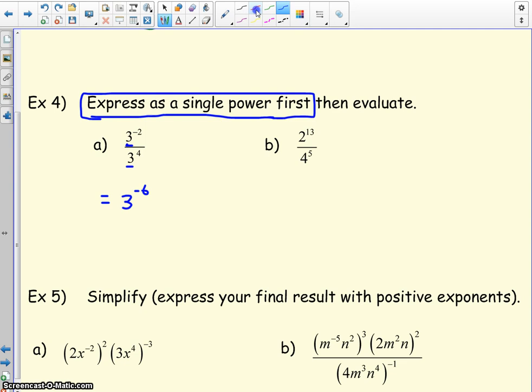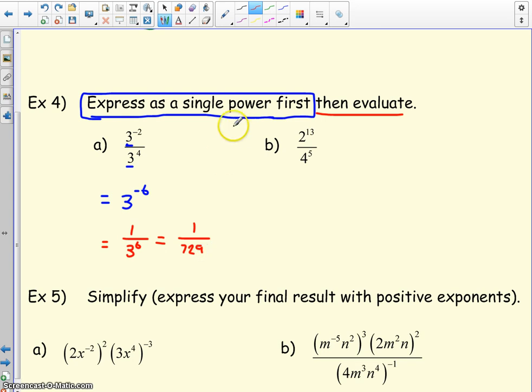Now I can evaluate it. To evaluate this, it's a negative exponent. I'm going to write it as a positive exponent by having 1 over 3 to the exponent 6. Okay, I can look at 3 to the exponent 6, and that's going to be equal to 729. So now I've evaluated it, and I'm done.